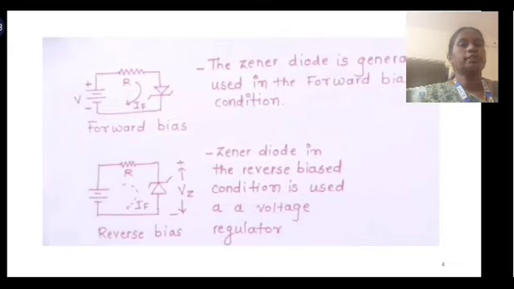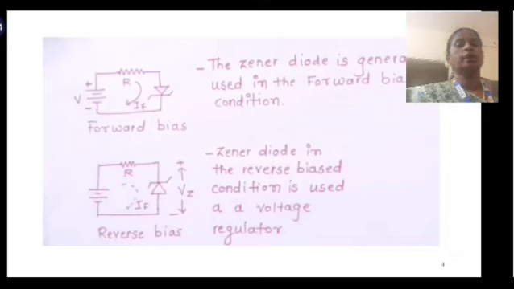Forward bias is nothing but when the positive terminal of the source is connected to the anode and the negative terminal of the source is connected to the cathode; then the device is said to be connected in forward bias mode. And reverse bias is when the positive terminal of the battery or source is connected to the cathode of the device and the negative terminal of the battery is connected to the anode of the device; then we can say the device is connected in reverse bias mode.